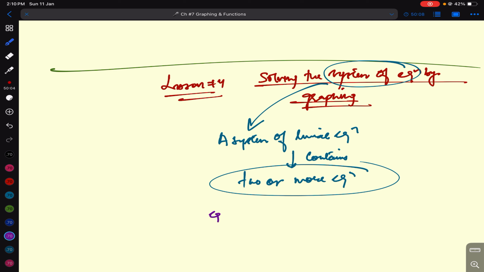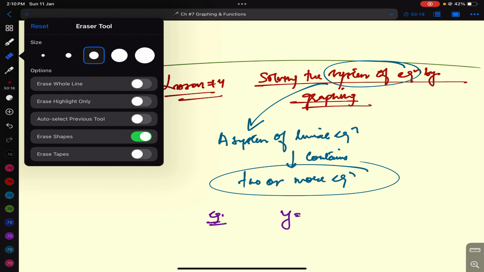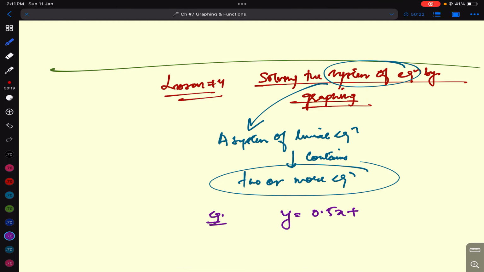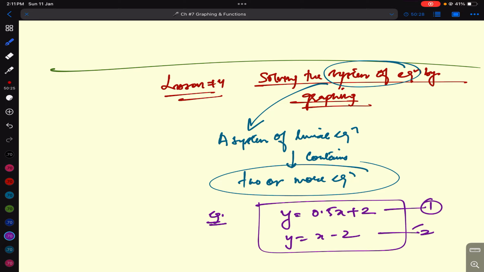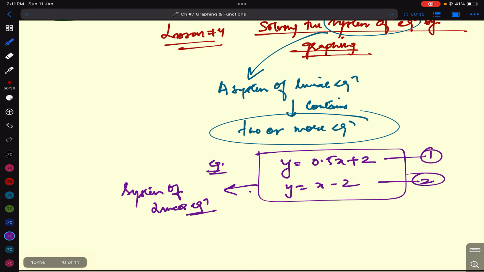For example, let's say you're given two equations as y is equal to x over 2 plus 2, or let me write it in decimal form. So let's say one of the equations is y is equal to 0.5x plus 2 and another one is y is equal to x minus 2. Now here you have two equations, so that's why this forms the system of linear equations. Okay, now when it comes to the solution of such a system, that is an ordered pair that is a solution to both equations.